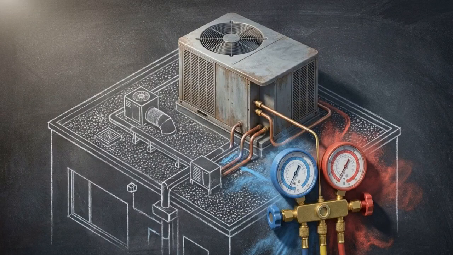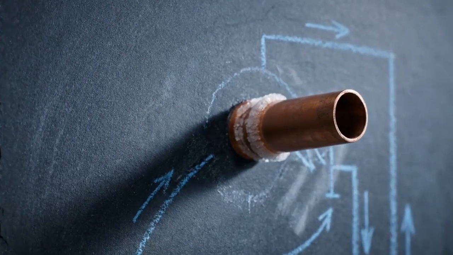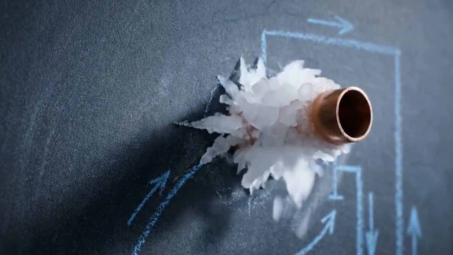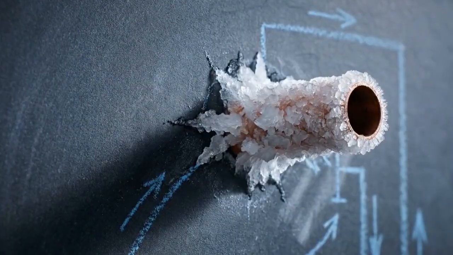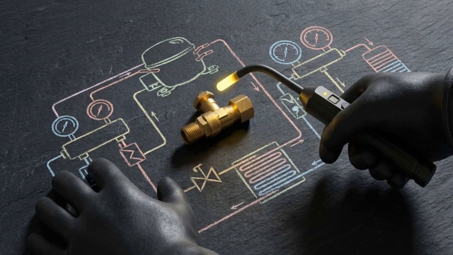You are on a commercial rooftop. The manifold gauges are hooked up, and they are reading abnormally low suction and low head pressure. Down the line, ice is rapidly crystallizing across the copper pipe. You have an immediate diagnostic dilemma.